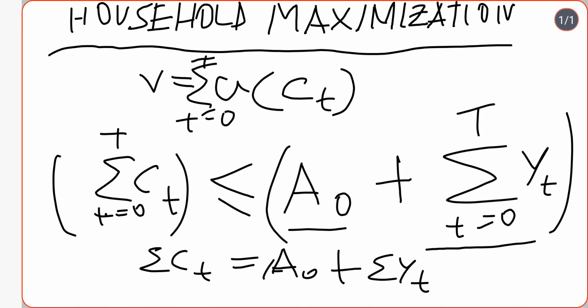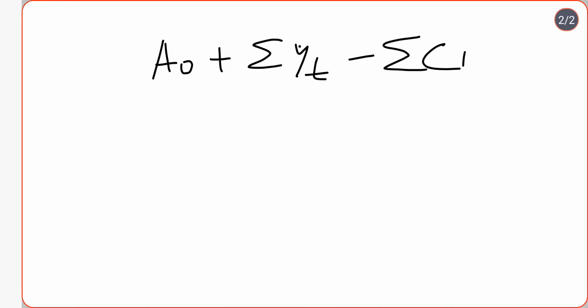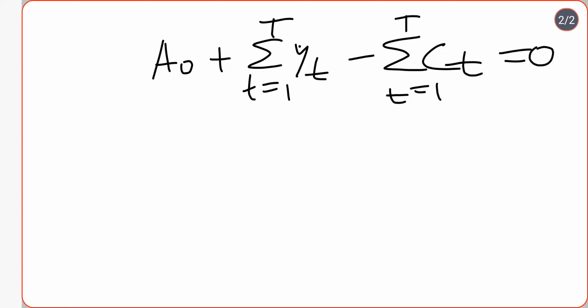We have to take it in the form of equal to 0. So if we take the equality form and take it in the form of 0, then it will become A0 plus summation yt minus summation Ct, where in each case small t goes up to capital T. Now this is our constraint form, and it is equal to 0 as we have derived it from the earlier equation.